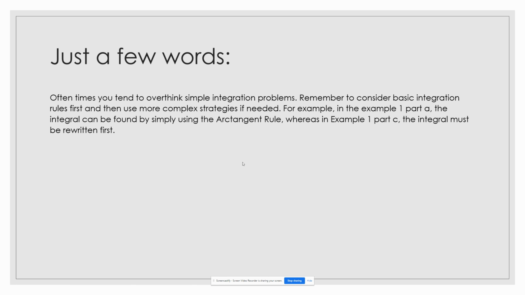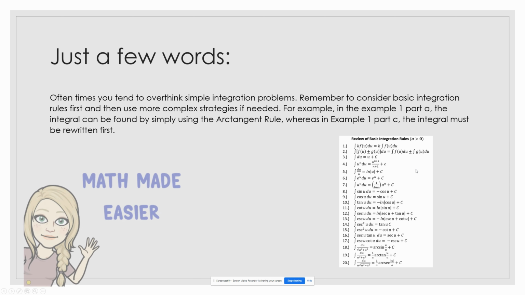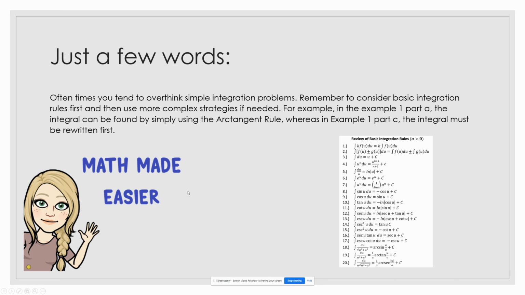I have a few words first. Oftentimes you tend to overthink simple integration problems. Remember to consider basic integration rules first and then use more complex strategies if needed. For example, in that last one that we did, the integral for part 1 for A, you could just use the arctangent rule. But in C, we had to rewrite it first and then use the arctangent rule. So always keep this table in front of you for this lesson and maybe for the upcoming lessons as well, so that you can refer back to it. And that is going to make math much easier.